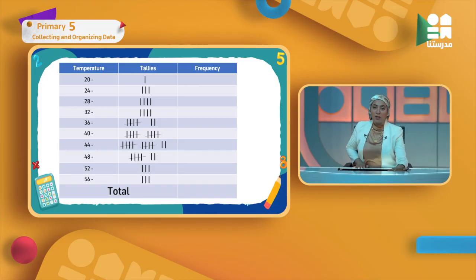What does that mean? If we look at the table in front of me, the first interval is 20 till before 24, then from 24 till before 28. If we notice, I move by 4 every time, so it's 20, then 24, then 28. After 28 plus 4 is 32. After 32 plus 4, 36. 36 plus 4 is 40. 40 plus 4, 44. 44 plus 4 is 48. 48 plus 4 is 52. 52 plus 4 is 56.